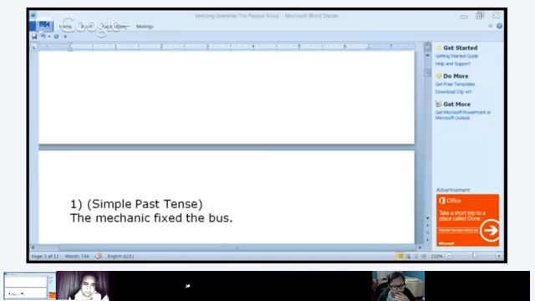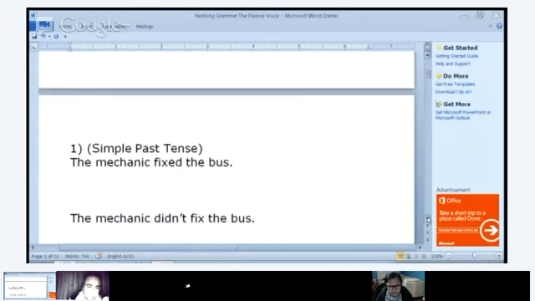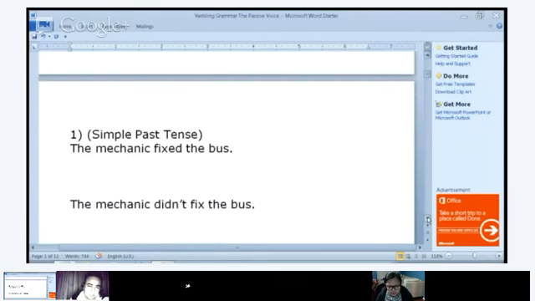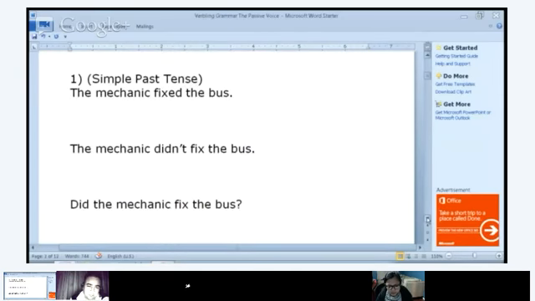And the question form, the bus. Do we have some other ideas? Did the mechanic fix the bus? Oh, that's a great answer. Well, we want to try to convert these ideas into passive voice. For example, absolutely.